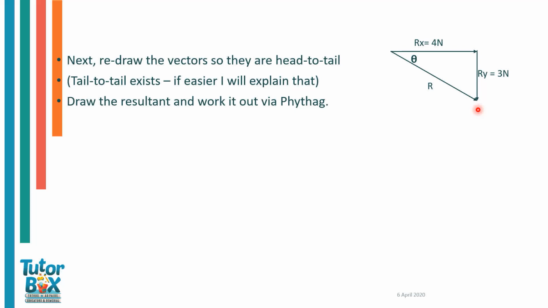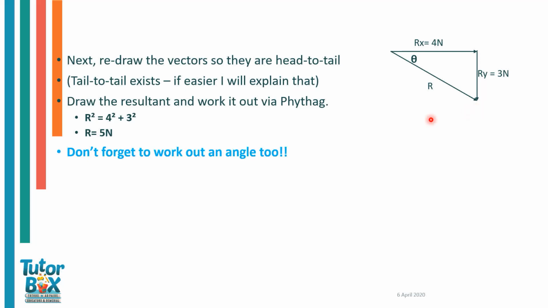Next, we work out the resultant using Pythagoras. So your resultant squared is equal to 4 squared plus 3 squared. Your resultant is therefore the square root of 16 plus 9, which is 25, and you get 5. Another important thing is don't forget to work out the angle. This angle is what your direction will be.